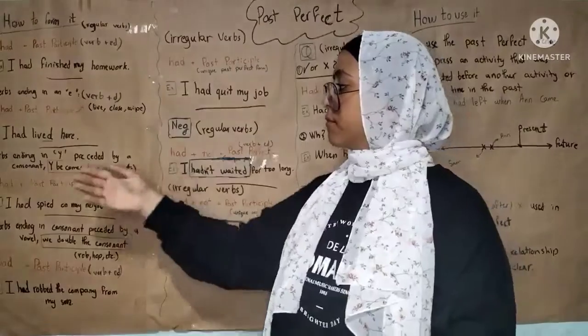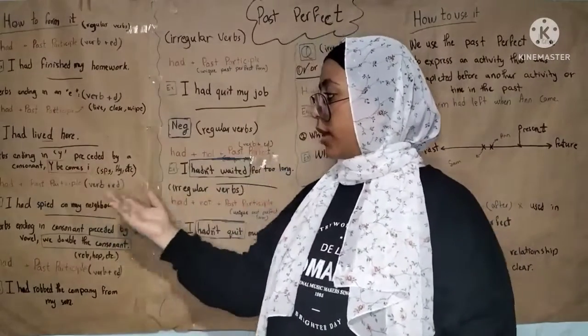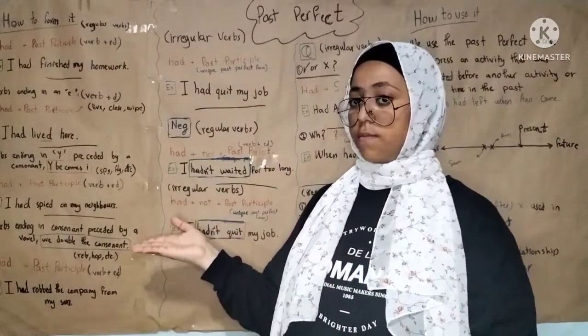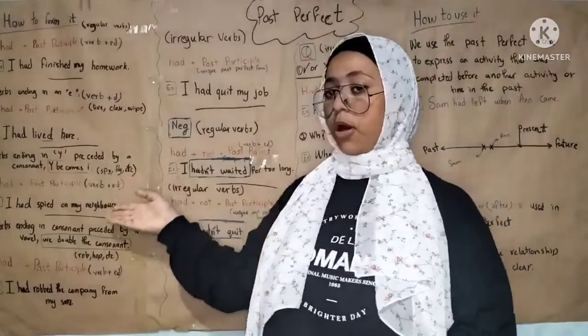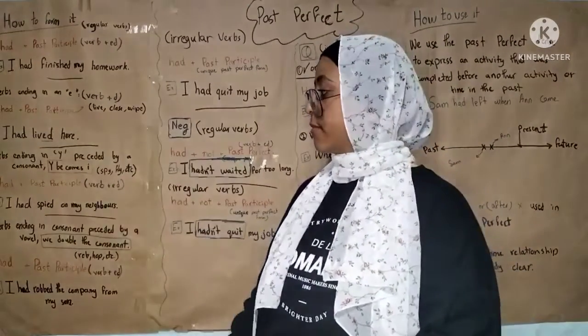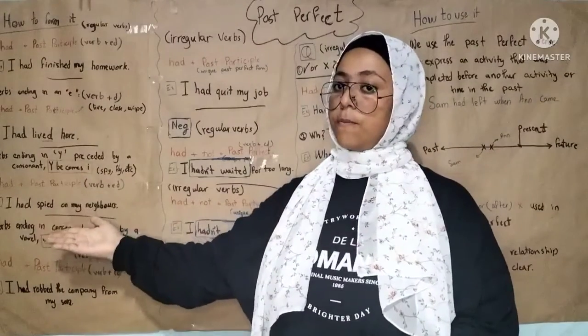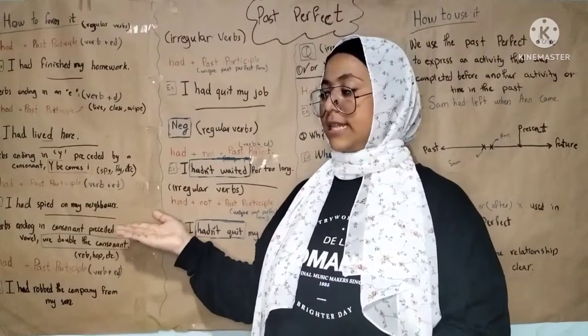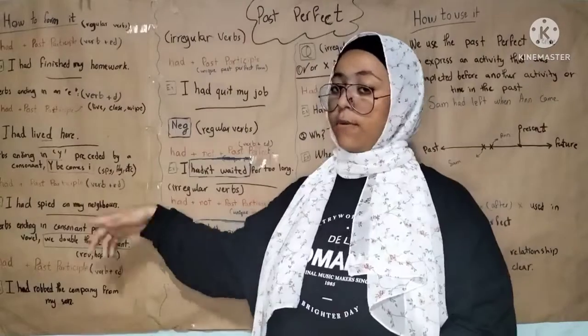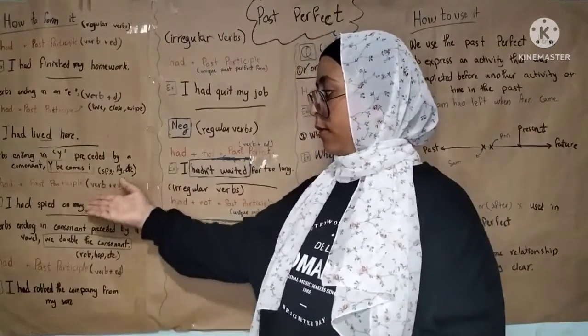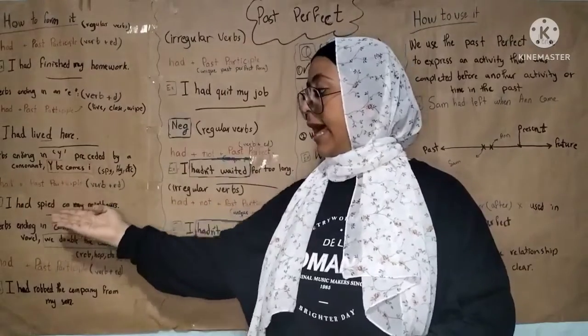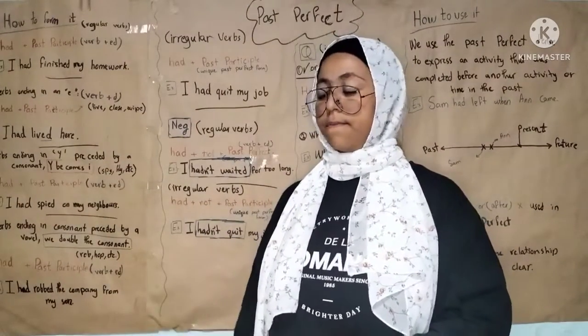Another state, verbs ending in y preceded by a consonant. The y becomes i, like spy or fly, etc. Had plus past participle, which is verb plus ed, and that verb is the infinitive form of the verb. For example, I had spied on my neighbors.